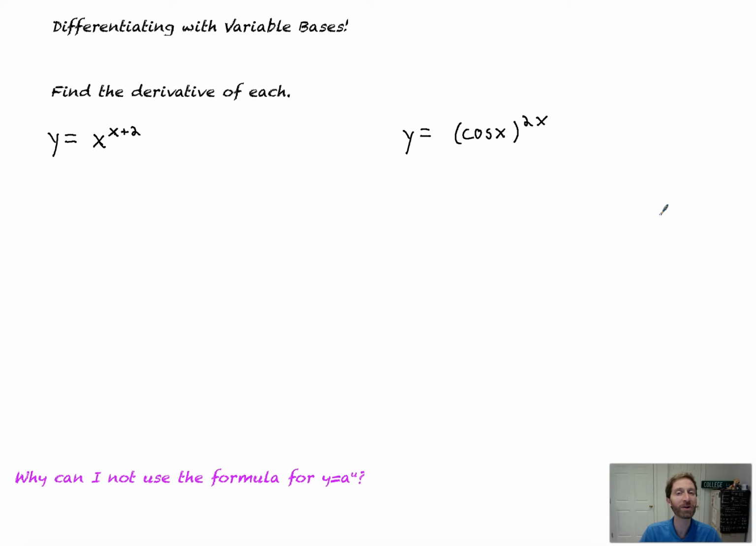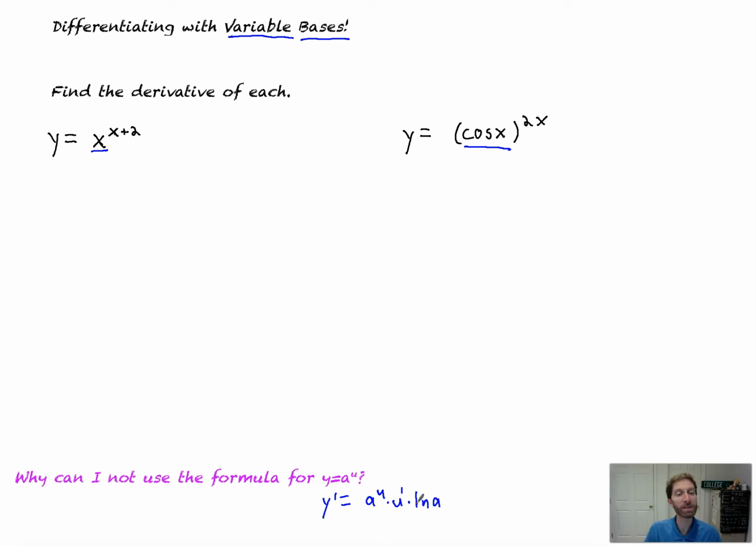All right, here we go into a couple of really good examples where you actually have to use logarithmic differentiation. This is where we have variable bases. In these two problems, the bases are variables, so you cannot use the formula for y equals a to the u. By the way, if you forget that derivative, watch the previous video, video 2. It would be a to the stuff, d stuff, times ln a.